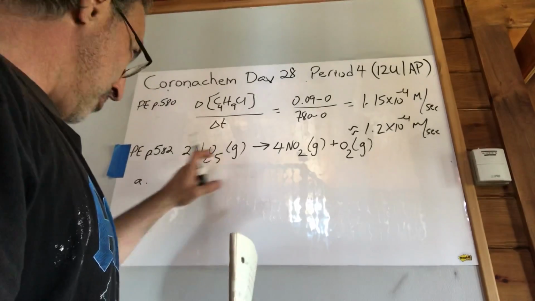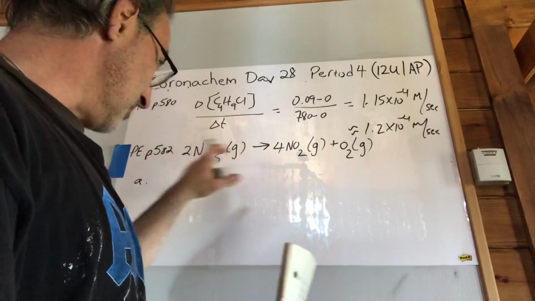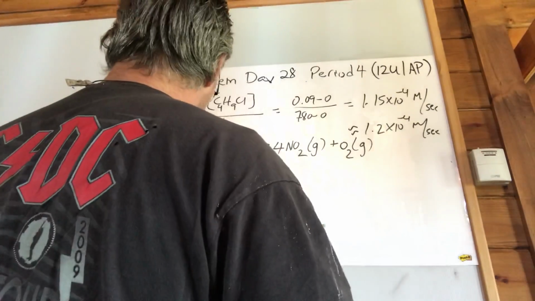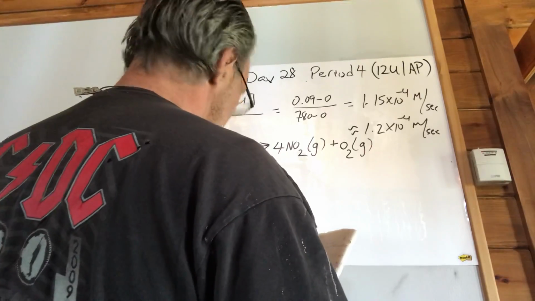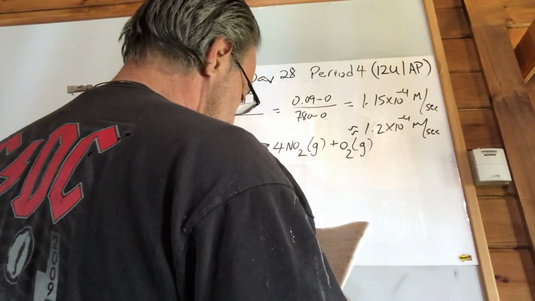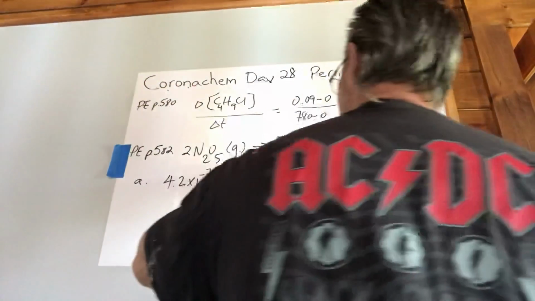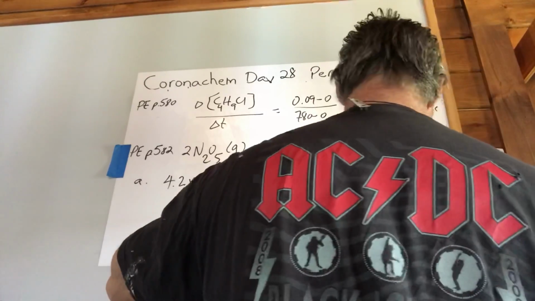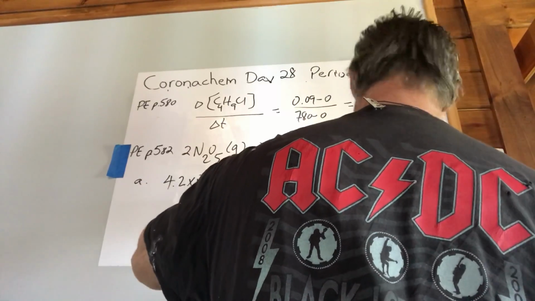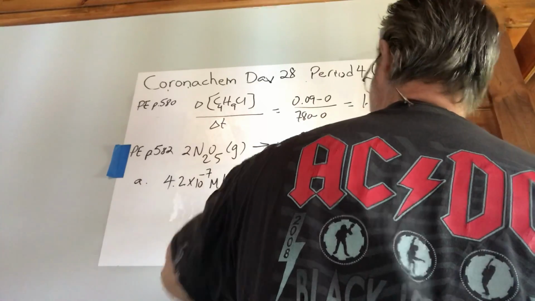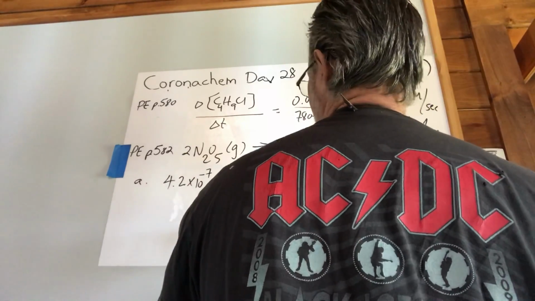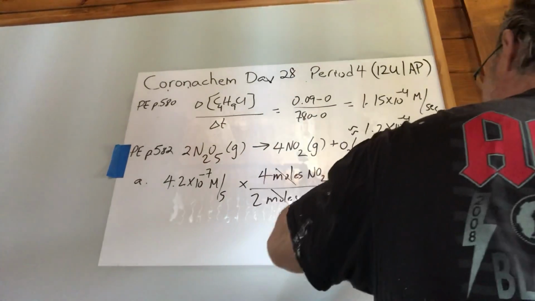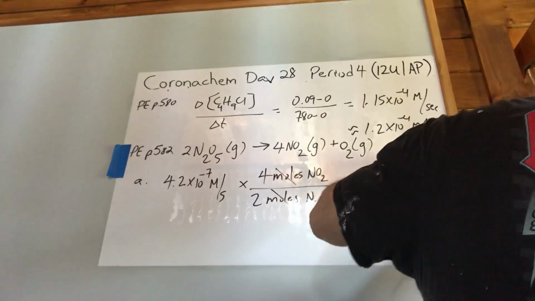So the rate of appearance of nitrogen dioxide is going to be twice the rate of disappearance of dinitrogen pentoxide. So you start off with 4.2 times 10 to the negative 7 molarities per second times 4 moles of nitrogen dioxide appearing for every 2 moles of dinitrogen pentoxide disappearing. Moles cancel, and you're left with 2 over 1. So the answer ends up being 8.4 times 10 to the negative 7 molarities per second.